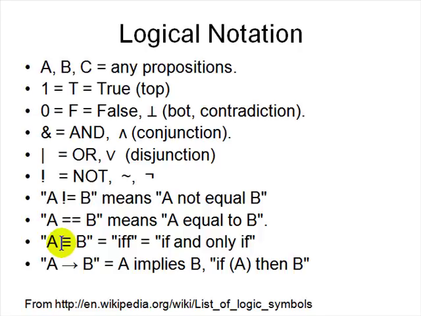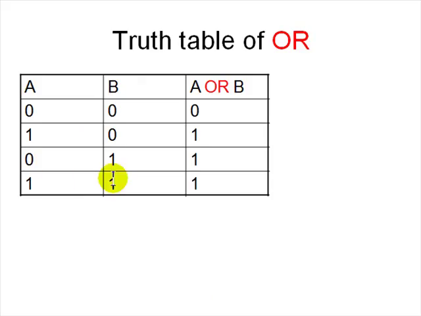And then there's a triple equal to, that means A is equivalent to B, and you read it as A is true if and only if B is true, and vice versa. And then there's the implies operator, the arrow, that means A implies B, that means if A is true then B is true. You can look at all of these in Wikipedia if you have more questions. And then we make a truth table.